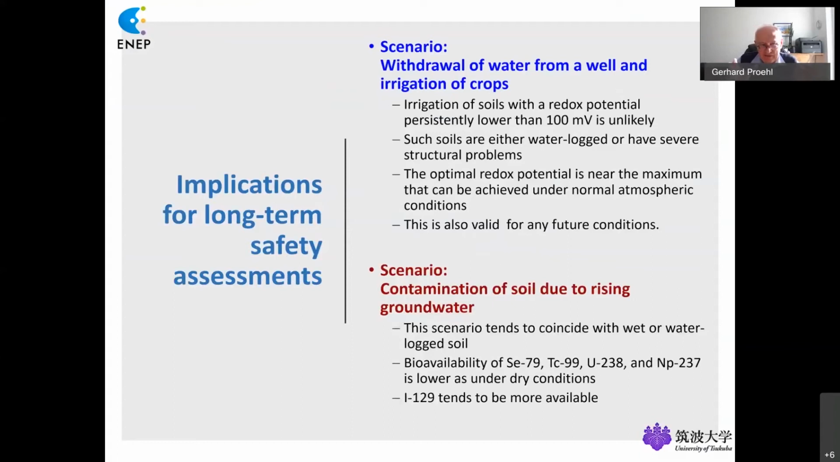So, what are the implications of these considerations for long-term safety assessments? If we look first at the scenario of withdrawal of water from a well and irrigation of crops, the first thing is that irrigation of soil with a redox potential which is persistently lower than 100 millivolts is very unlikely, because the soils are wet anyway. Because they are either waterlogged or they have severe structural problems which avoid drainage of water.